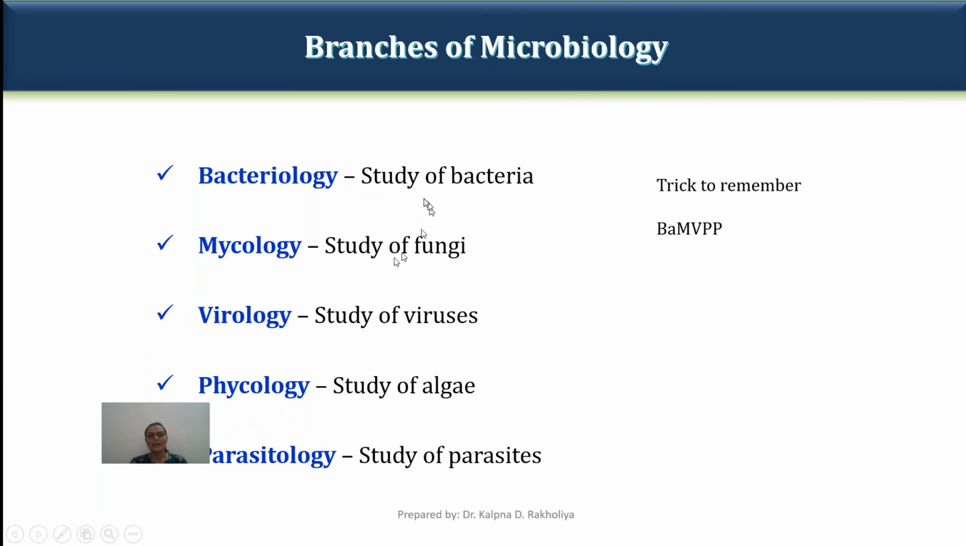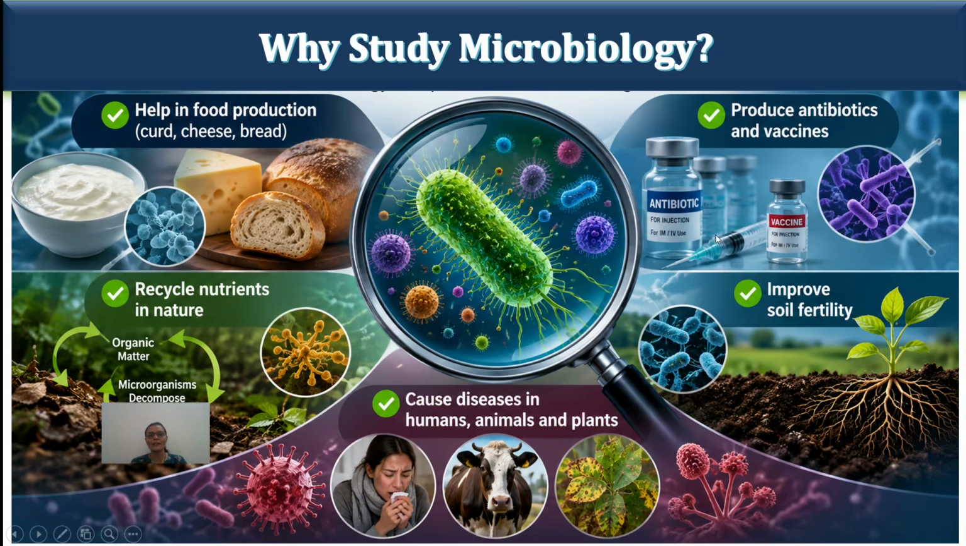These are the branches of microbiology. If we study bacteria, it is called bacteriology. If we study fungi, the term is not fungology but mycology. If we study viruses, it is called virology. Scientists who study algae call this subject phycology, as well as algology. If we study parasites, this subject is known as parasitology. This is the trick to remember the branches: bacteriology, mycology, virology, parasitology, as well as phycology, right?